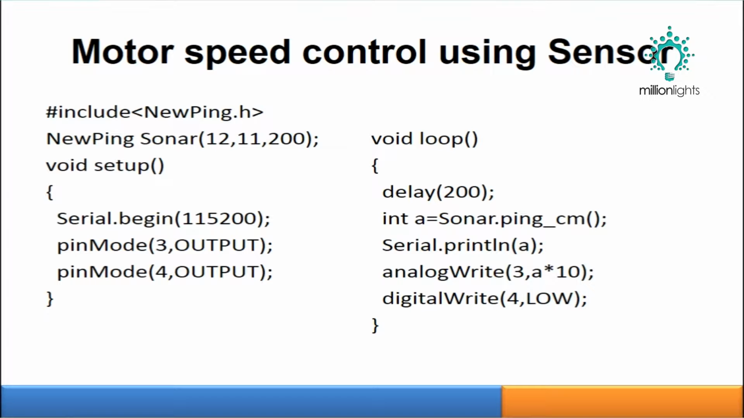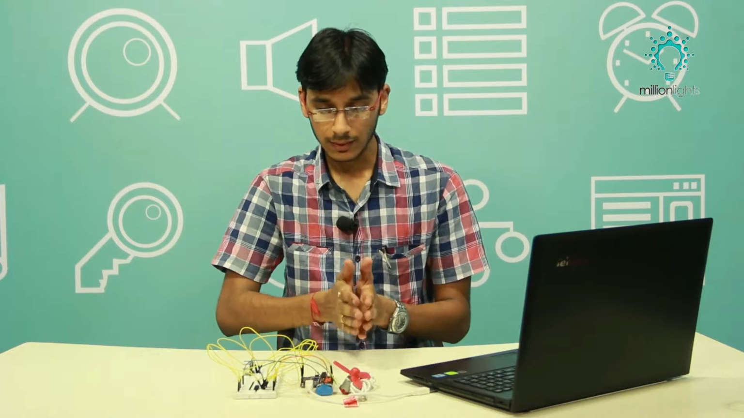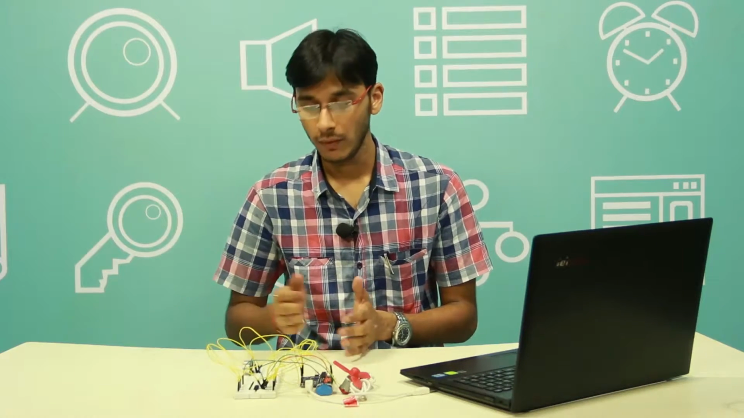After that, in void loop we first assign a delay of 200 milliseconds, then we measure the value of the distance, we print the value, and after that we use analogWrite for giving the PWM signal. This is very simple code. We are just generating a PWM based on the value of the ultrasonic sensor. Now we'll upload the code and see how the output is.